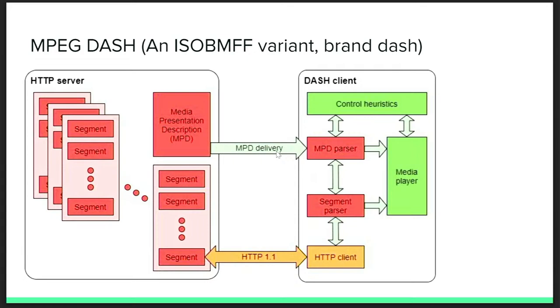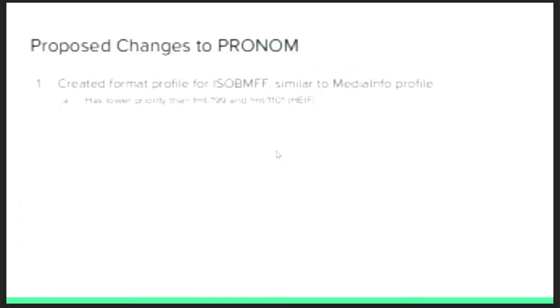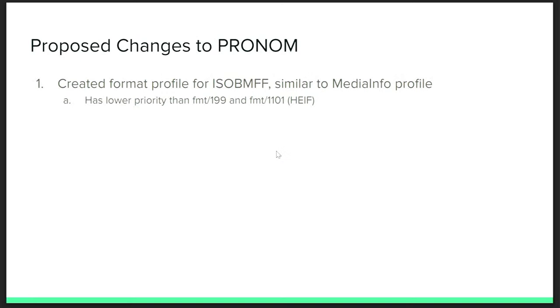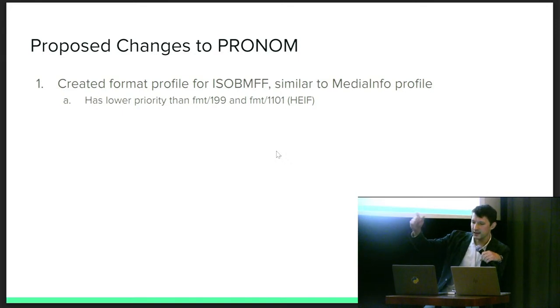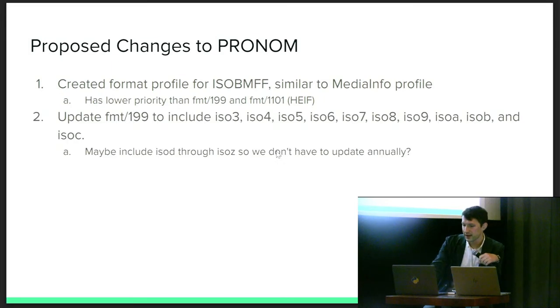It would be nice to update FMT199. We have to think through this. And so at least an initial set of steps that I'm proposing is, number one, we make that base ISOBMFF profile. We're just looking for those 4 bytes. And we add it in the priority heading for FMT199 and 1101 so that MPEG-4s and HEIFs are caught. Now, this would have caught AOD.MP4, but would have called it just this generic weird file format that nothing really is by itself. So next, we go to the FMT199 profile, and we add all of these weird brands, 3 through C, to make sure that all of those can be caught up.